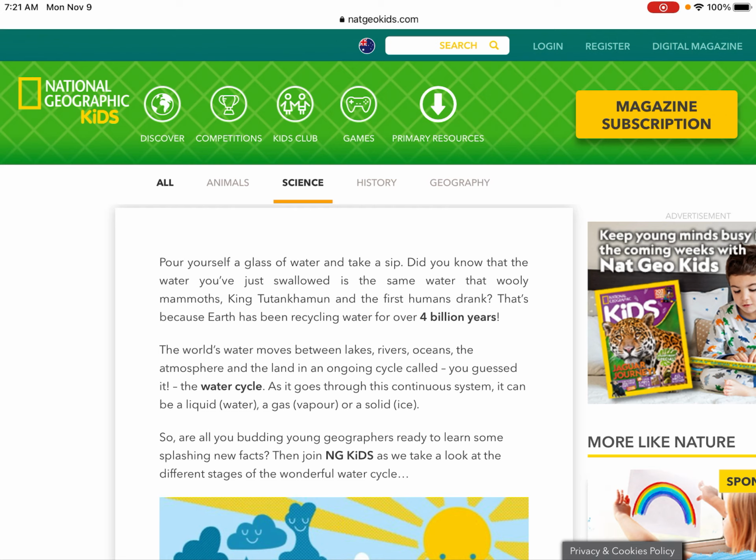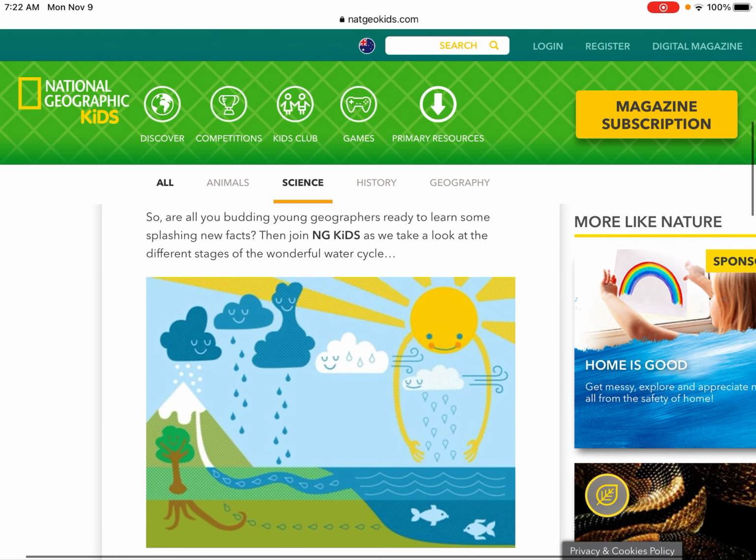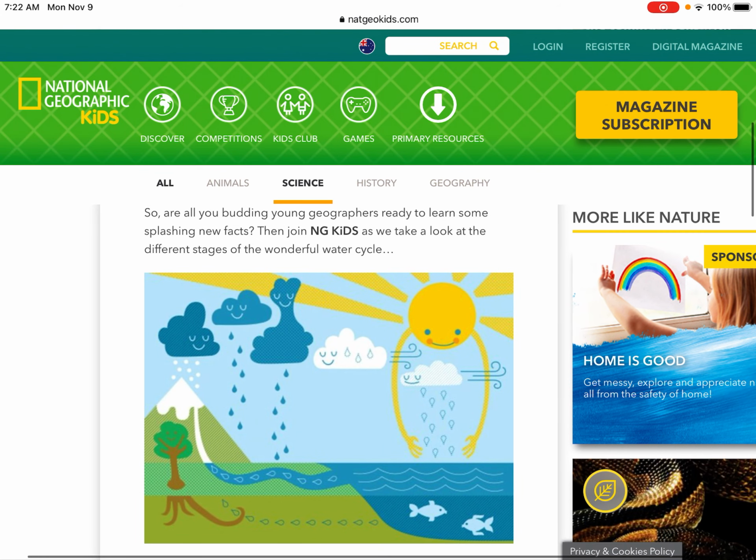The world's water moves between lakes, rivers, oceans, the atmosphere, and the land in an ongoing cycle called, you guessed it, the water cycle. As it goes through this continuous system, it can be a liquid, water, a gas, vapor, or a solid, ice. So are all you budding young geographers ready to learn some splashing new facts? Then join National Geographic Kids as we take a look at the different stages of the wonderful water cycle.